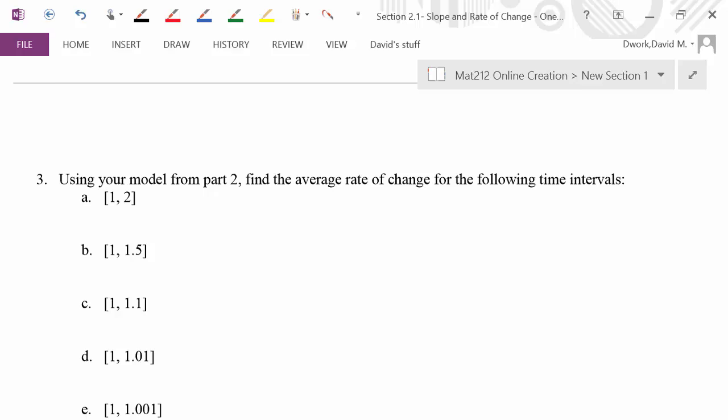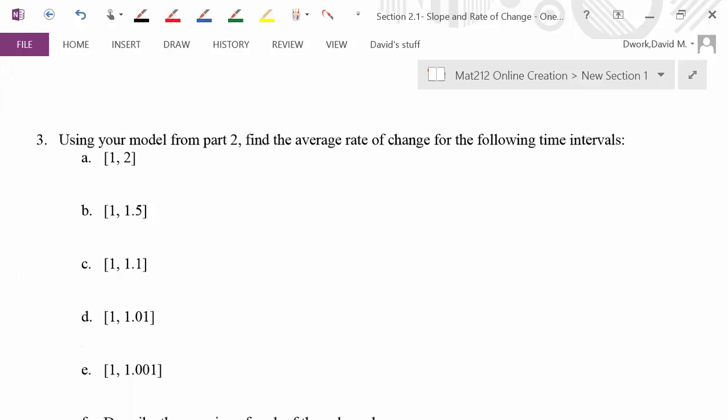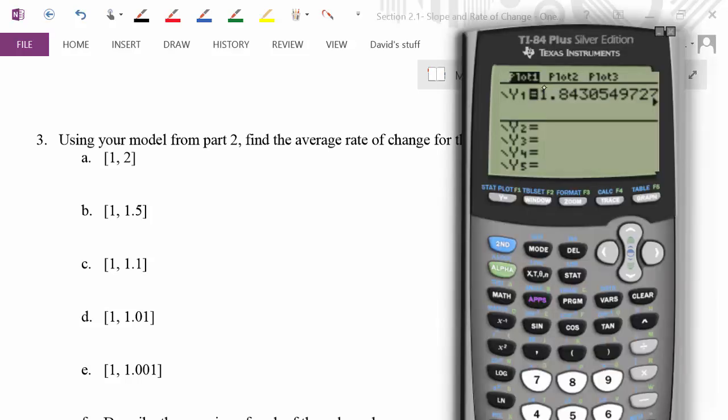Now, using your model from the previous part, find the average rate of change for the following time intervals. So in the first part, we were able to do all this by hand. Now, this time I told you we were going to come back and make sure we know how to do it in the calculator. I'm going to show you how to do this in the calculator. So the nice thing, we already have our equation typed into y1.